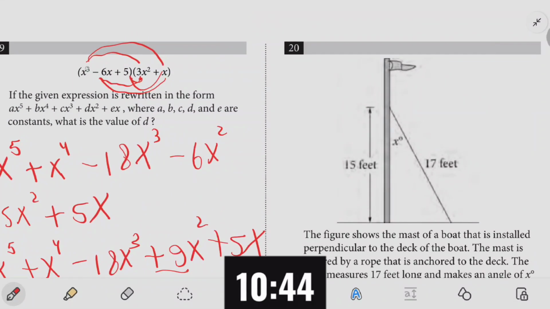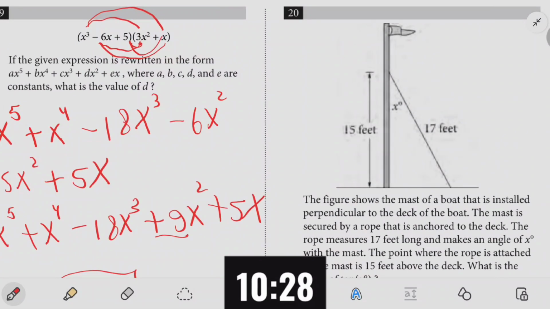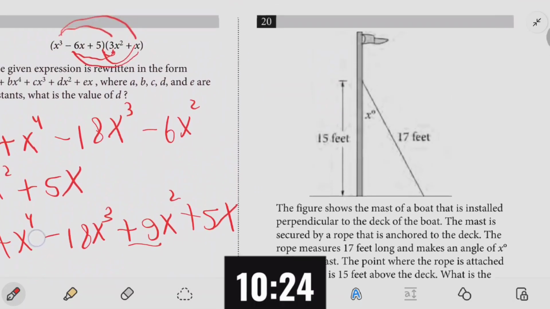I don't think I messed up anywhere. 3x to the 5th, x to the 4th, negative 18x to the 3rd, negative 6x squared, 15x squared, and then 5x. You add them all up, we're dealing with x squared ones. Seems to be negative, yeah, it seems to be 9 is our answer.